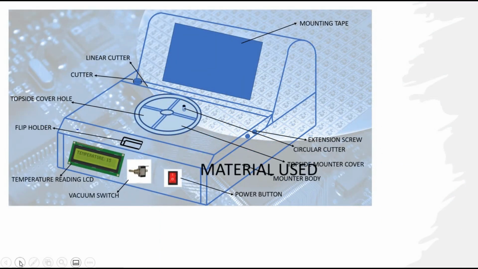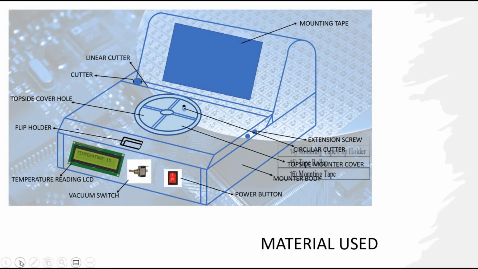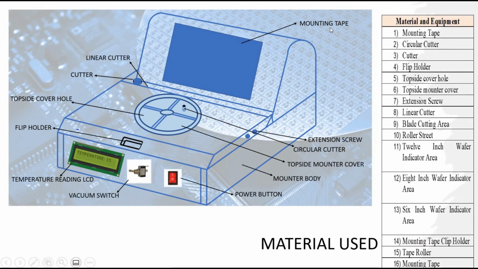So here are the materials that we use in this process. Firstly, we have used the mounting tape, the circular cutter, and then the cutter, flip holder, top side cover hole, top side matter cover, extension screw, linear cutter, flat cutting area, roller strip, and then the next one is the 12-inch wafer indicator area, 8-inch wafer indicator area, 6-inch wafer indicator area, and then mounting tape clip holder, and then the next one is step roller.